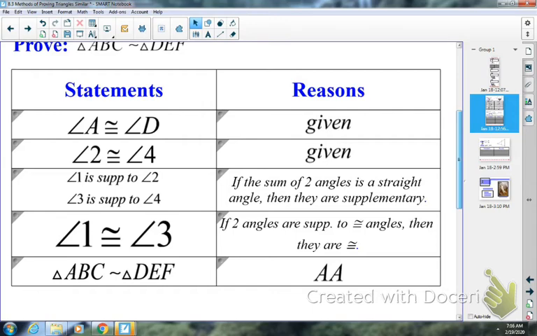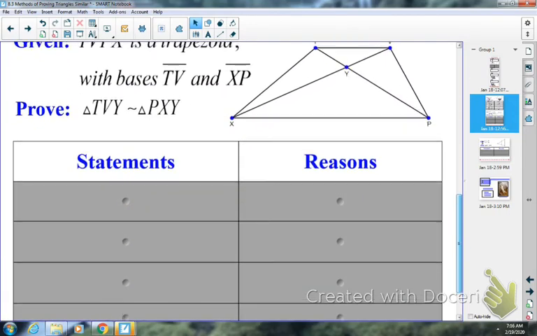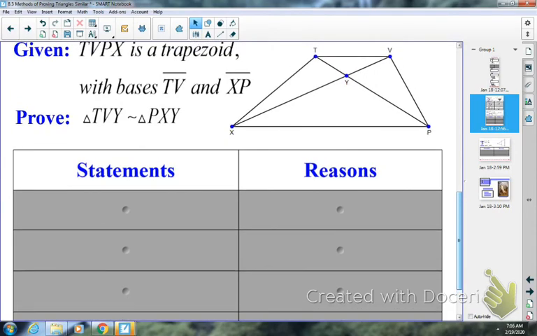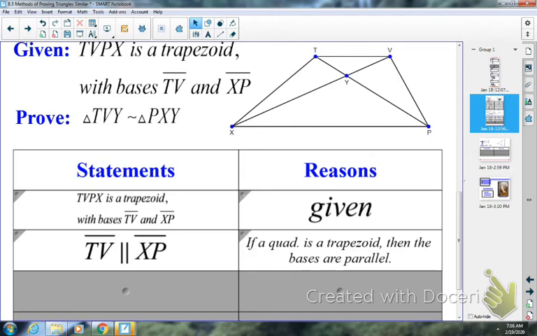Okay, so moving on to the next one. So this time we know that TVPX is a trapezoid, and they told us the two bases. Now, think, why did they tell you the bases? Well, in a trapezoid, remember, your bases are parallel. So TV and XP are parallel. My reason, something like if a quadrilateral is a trapezoid, then the bases are parallel. You could say the bases are parallel in a trapezoid. That would be an acceptable reason as well.